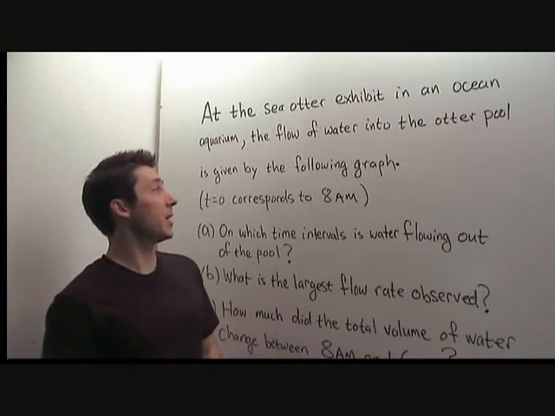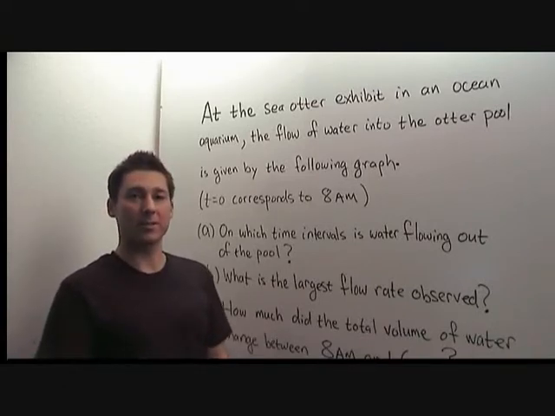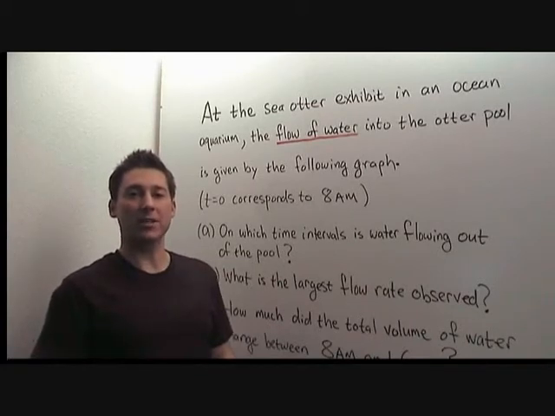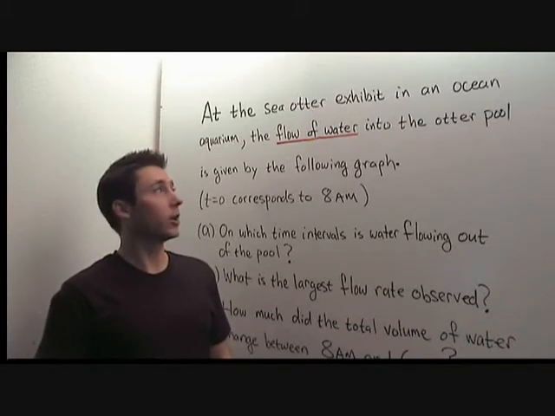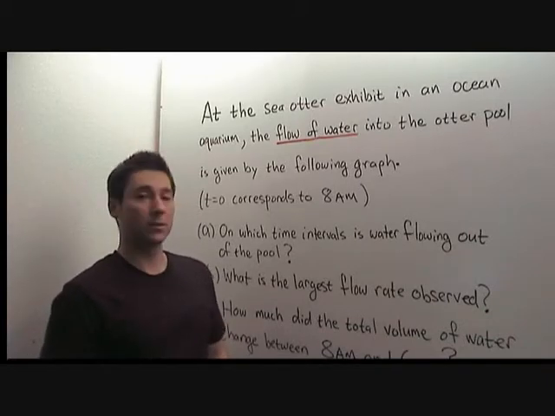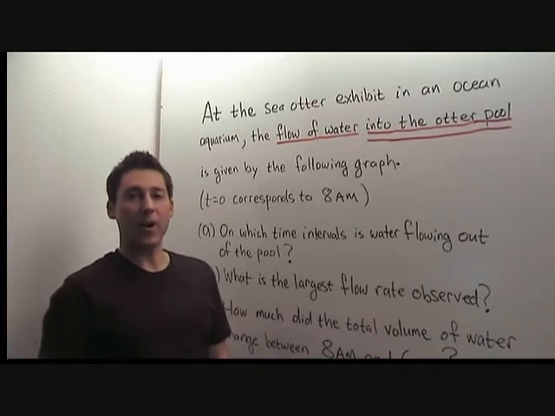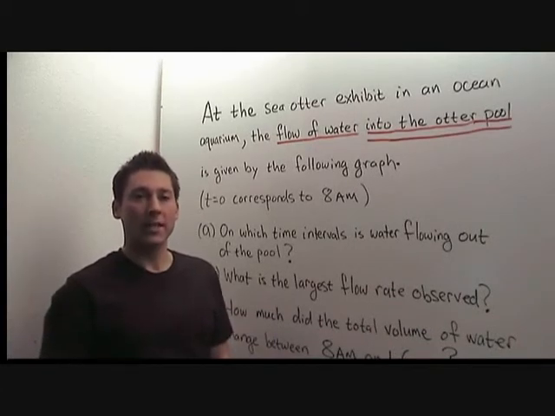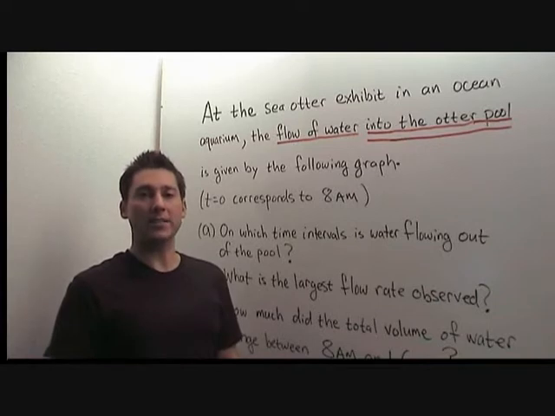At the sea otter exhibit in an ocean aquarium, the flow of water... Stop. This phrase tells us that we're dealing with a rate of change. The flow of water into the otter pool... Stop. The phrase "into the otter pool" tells us which direction the flow is going. This will be important with interpreting positive and negative values of flow in the graph. These are the two main phrases that will help us to figure out how to proceed.